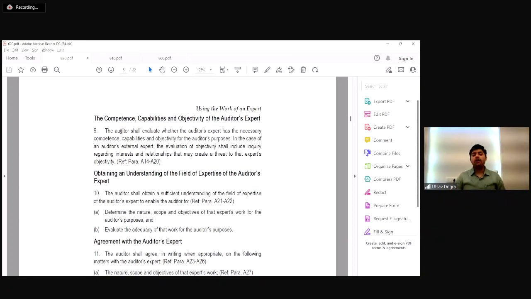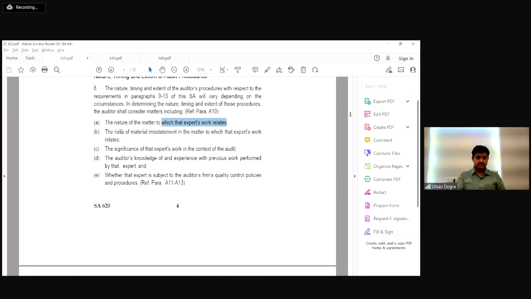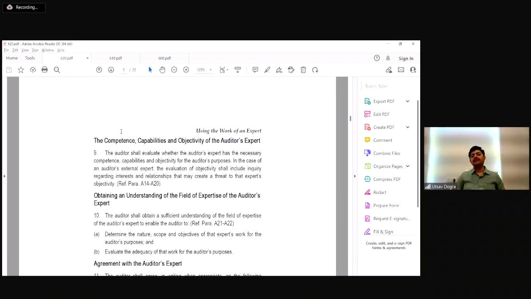Competency, capability, and objectivity of the auditor's expert. The auditor shall evaluate whether the auditor's expert has the necessary competence. So it is a must that needs to be taken care of even before giving any assignment to any expert, that the expert must be competent. He must be capable enough to do his job, and his job is actually matching the objectives of the final audit report that we are making, and it should be relevant to him.